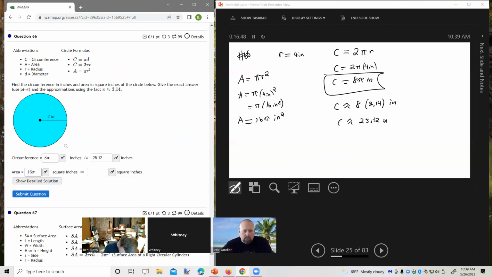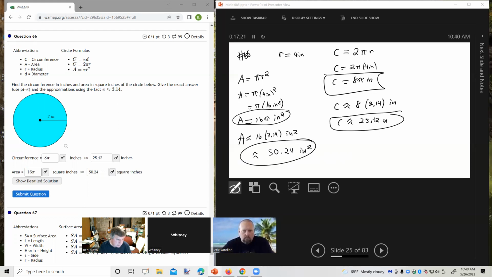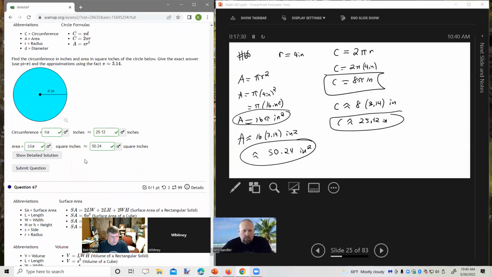And then again, we're going to get the approximate one by replacing pi with its decimal approximation, 3.14. So we take 16 times 3.14, and we get approximately 50.24 square inches. So the exact includes pi; for the approximate, we replace pi with 3.14. Any questions about that?